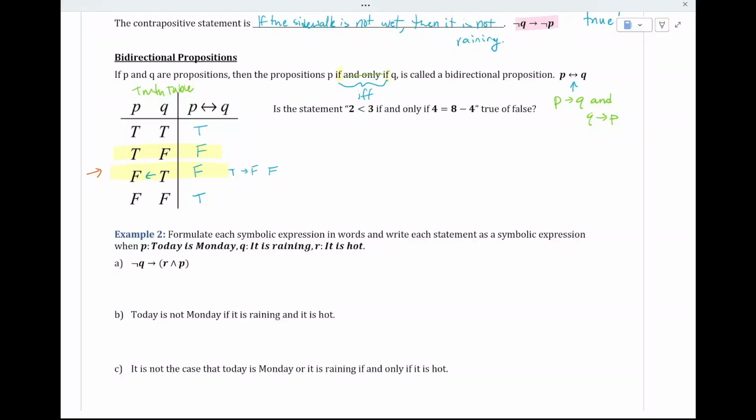Is the statement 2 is less than 3 if and only if 4 equals 8 minus 4 true or false? Well, let's evaluate the truth value of 2 is less than 3. That's true. Let's evaluate the truth value of 4 equals 8 minus 4. That's also true. So we're looking at true if and only if true. And if we look back at our truth table, we see that this is true.